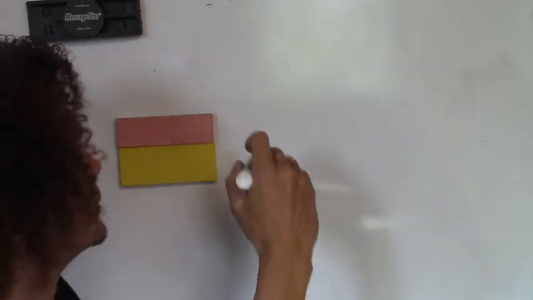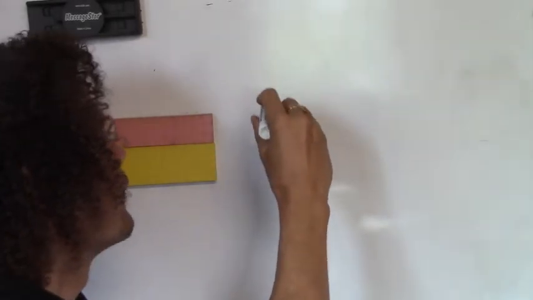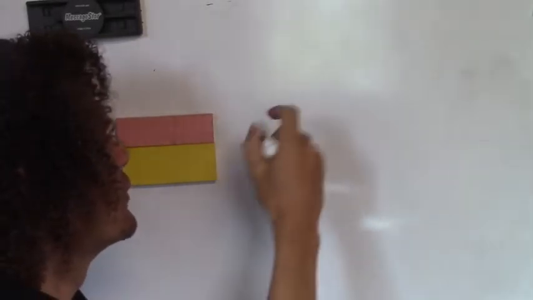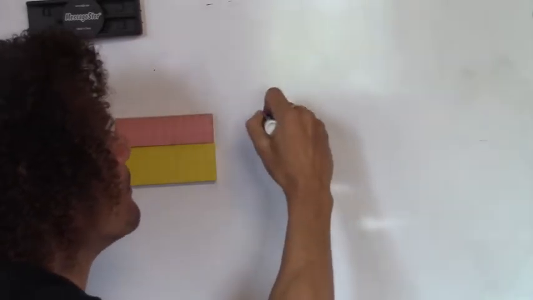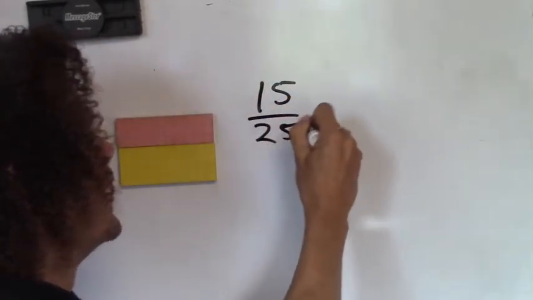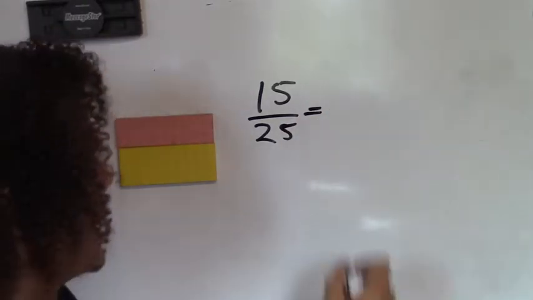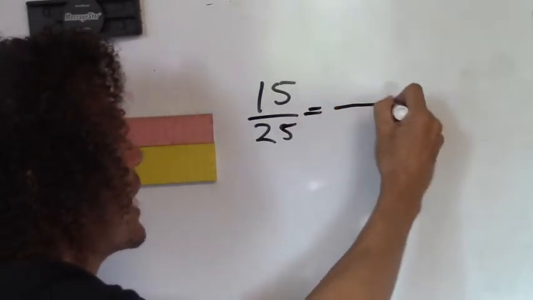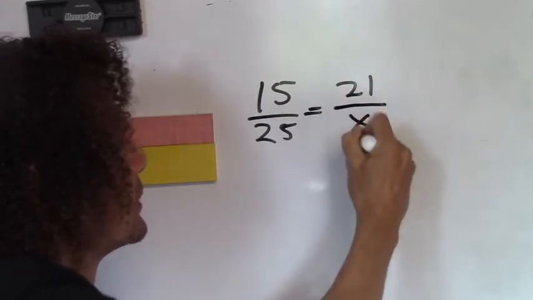Are you ready for one that's going to be just slightly challenging? Sure. All right. How about I'm just going to change it. Instead of it being 3/4, let's make it 3/5. And I don't want to make it too easy. So let's say make it 15 to 25. We'll keep it easy. 15 to 25 is the same thing as, and this time we'll know the top but not the bottom. 21, and now I don't know what that one is.